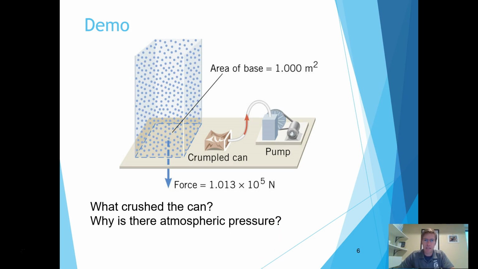And so again, that is atmospheric pressure. Where does atmospheric pressure come from? What gives rise to it, do you think? Well, from the atmosphere and from gravity. Gravity is pulling down on all the air molecules in the atmosphere. There's a bunch of air molecules right here, right?